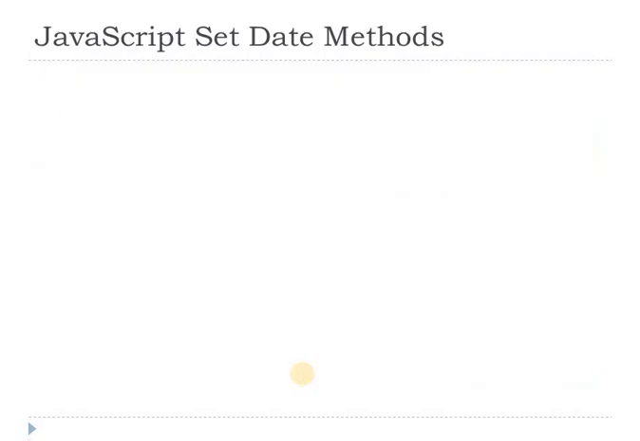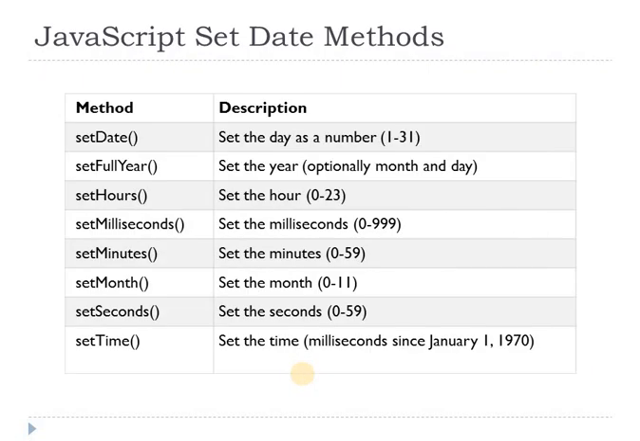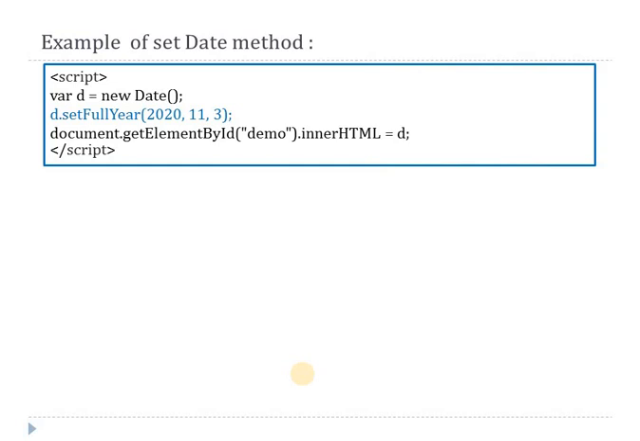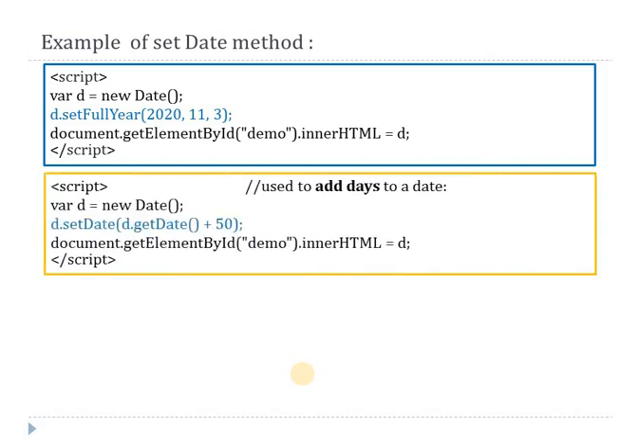Now after that, the JavaScript set date methods. These are all the methods which you can use to set date, set hours, set milliseconds, set months, like that. So this is the example: create an object and use a particular method. Very easy. Here you can see this is the variable object we have created, and after that, if you want to add days to a date, you can also do that. So how would you do that?